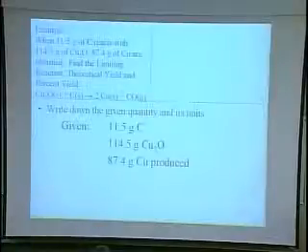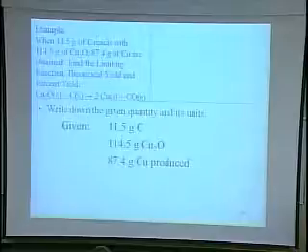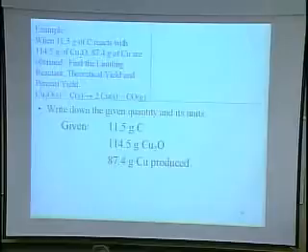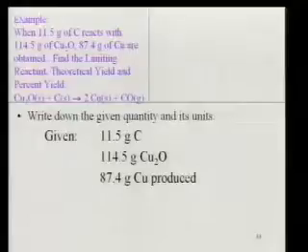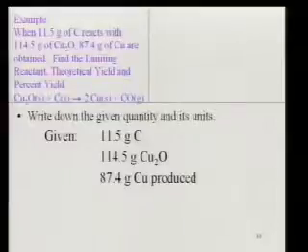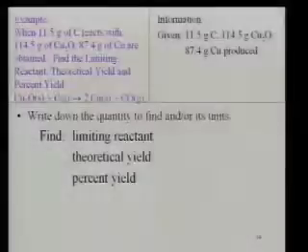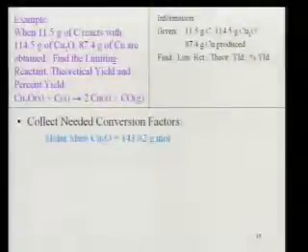Here's what I know. 11.5 grams of carbon, to reiterate, reacting with 114.5 grams of Cu2O up here. And I know that I collected this much copper. My question is, what is my limiting reactant in this case? What is my theoretical yield? What is my percent yield? Okay. All right, how am I going to do this?